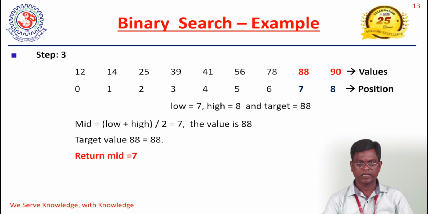So now the value that is available in the 7th position is 88, and the target that we want to search is 88. So the target element was found in the given list, so it will be returning that particular mid value as the location. So that is the 7th value, location 7 is the target value. In location 7 the target value was found, so that 7 will be returned to the user. Okay.